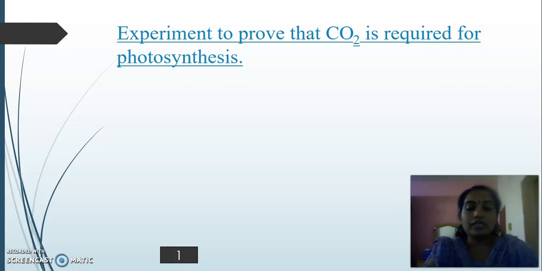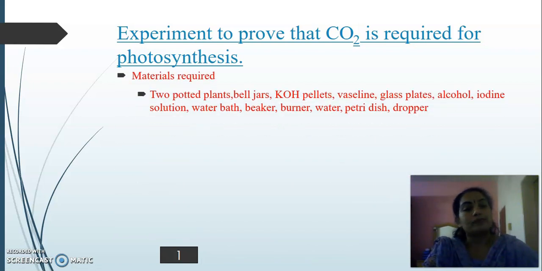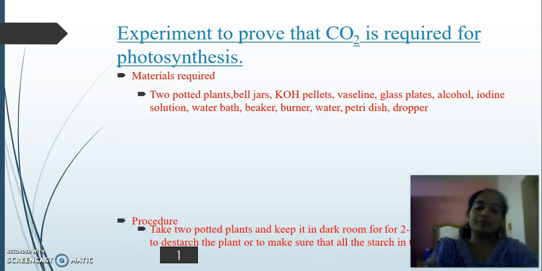prove that. For that, what are the materials required? We need 2 potted plants for this, not like before. For this experiment, we need 2 potted plants and we need bell jars, potassium hydroxide pellets, Vaseline, glass plates, alcohol, iodine solution, water bath, beaker, burner, water, petri dish and dropper.